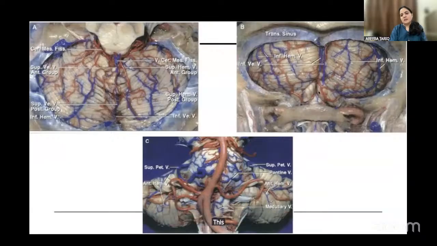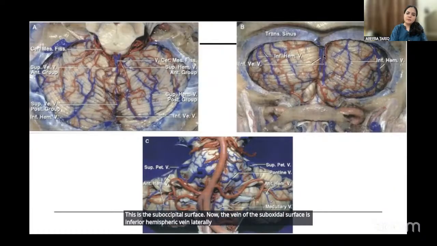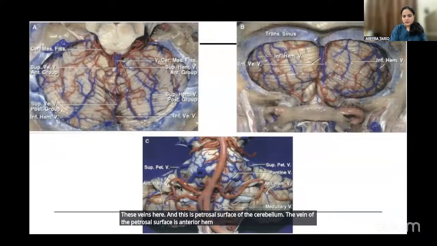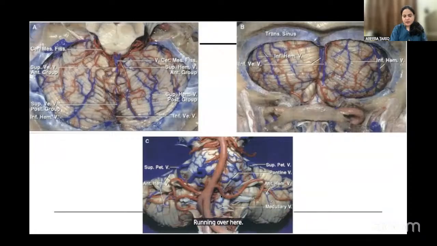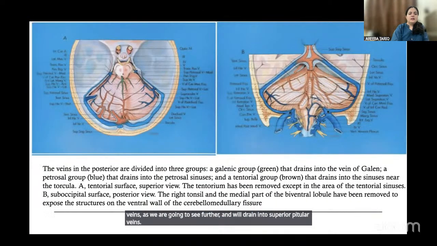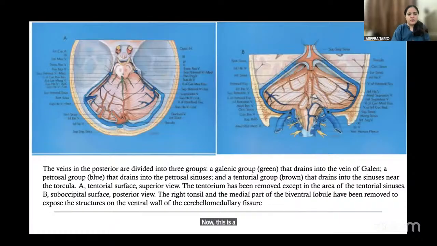This is the suboccipital surface. Now the veins of the suboccipital surface are the inferior hemispheric vein laterally and the inferior vermian vein medially. We can see these veins here. And this is the petrosal surface of the cerebellum. The vein of the petrosal surface is the anterior hemispheric vein, which we can see running over here. Now this anterior hemispheric vein joins together with other veins, as we are going to see further, and will drain into the superior petrosal vein. Now, this is a diagrammatic illustration of how these veins are draining.